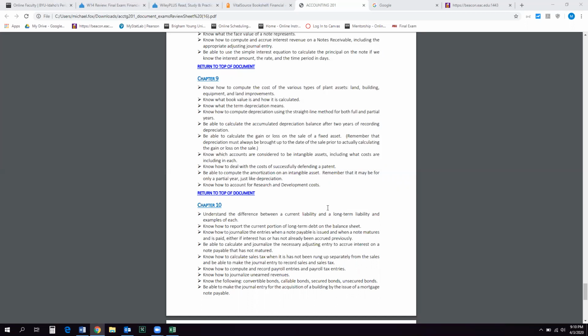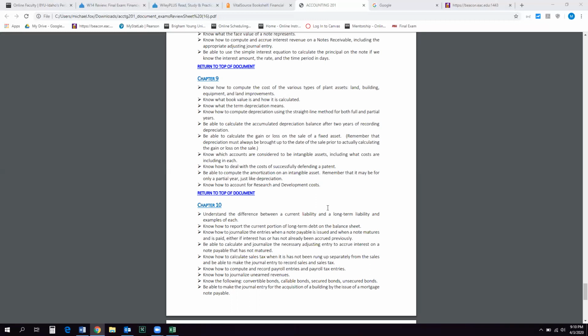Also recognize that land improvements are tracked separately from the land. So things like pavement or asphalt on a parking lot or fencing or curbing, those things are going to be tracked separately from the land because we don't depreciate land.